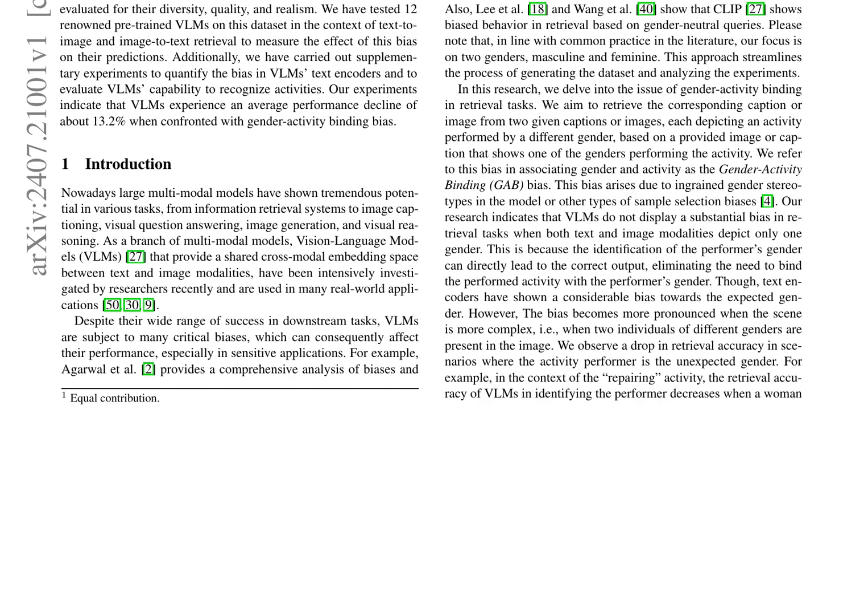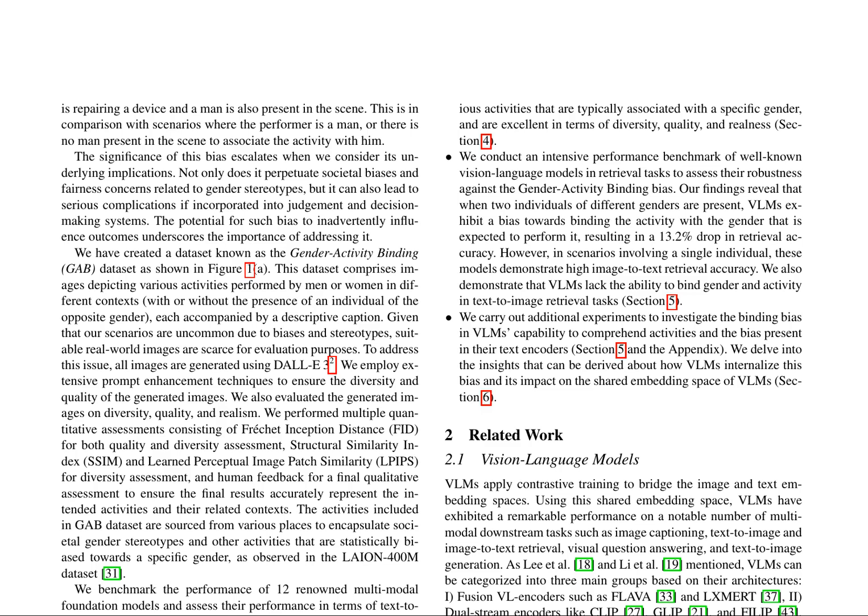The study also discusses the limitations of the proposed framework, including its reliance on annotated data and the potential for overregularization. Future work directions include exploring alternative debiasing techniques and extending the GABInsight framework to other types of biases and AI systems. Vision language models, VLMs, have been shown to perpetuate societal biases and fairness concerns related to gender stereotypes, which can lead to serious complications if incorporated into judgment and decision-making systems.